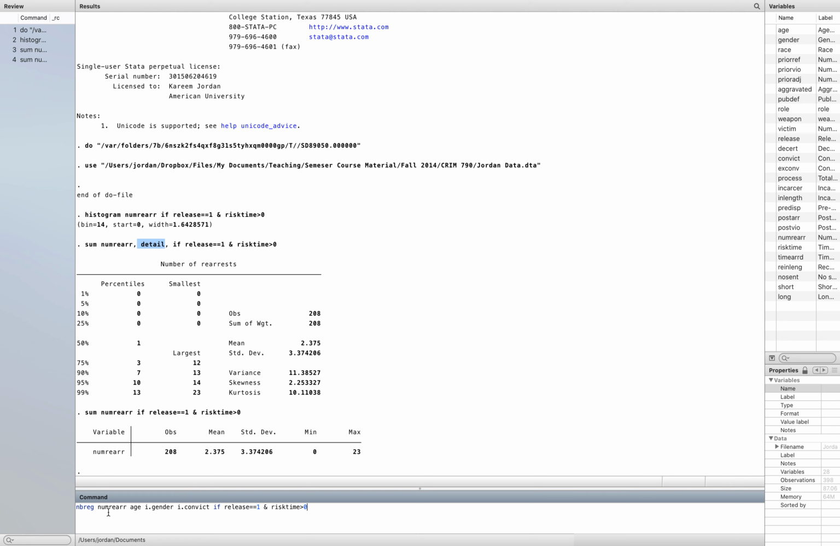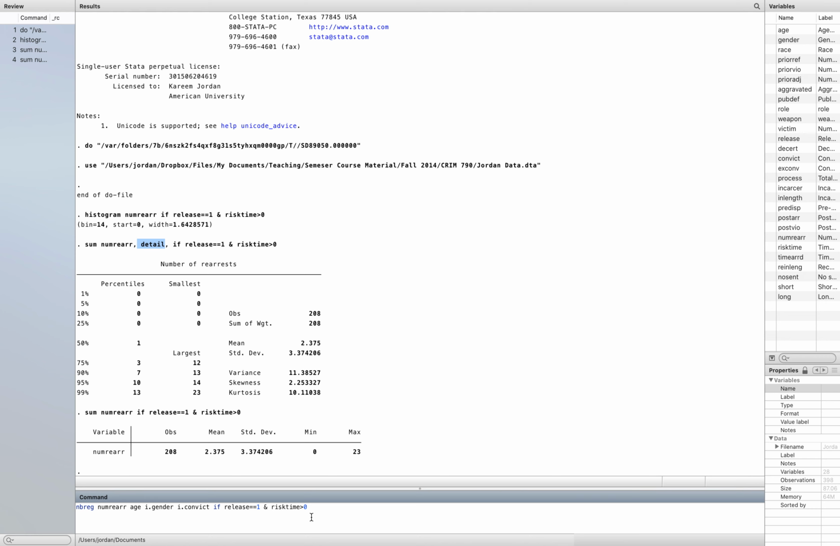So negative binomial regression, the outcome, number of rearrests. You're looking at the predictors of rearrests for defendants. The predictors in the model: age, gender, and conviction. So remember to indicate these are categorical, with the i dot. Because these are dummy predictors, they're not needed, but it's easier if you're going to do some predictions later to have the i dots there. But as you know, these are not required.